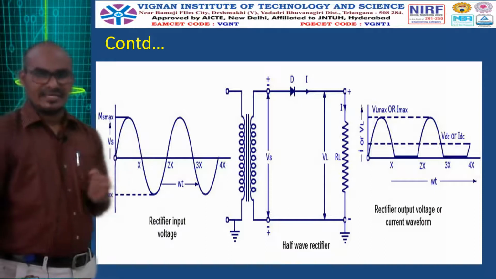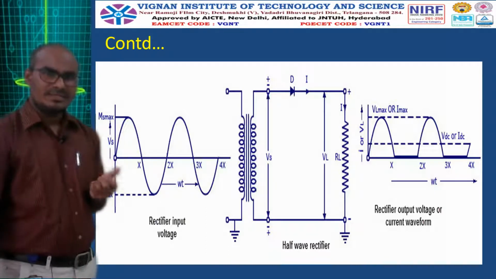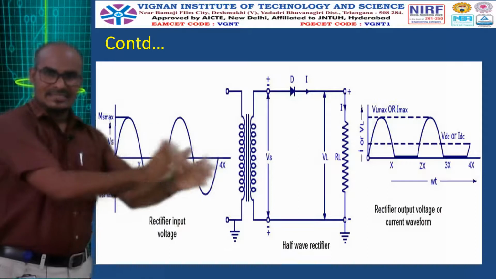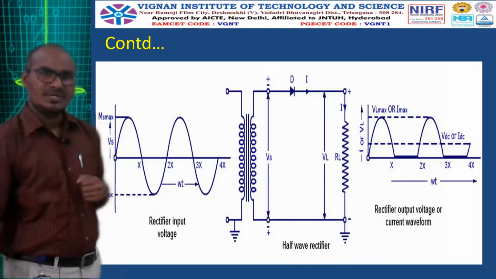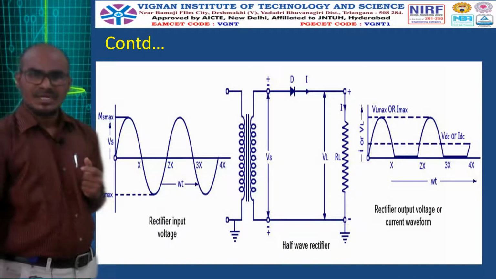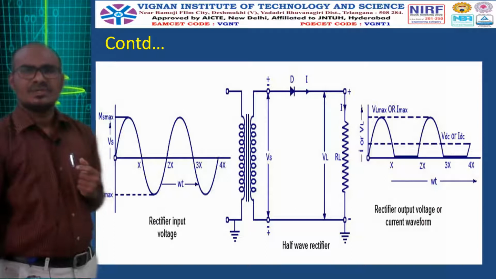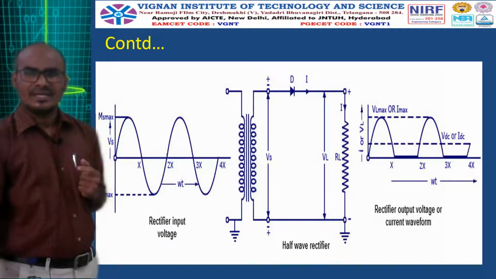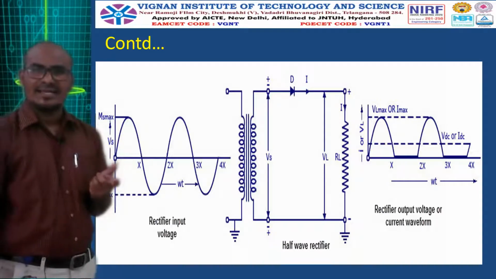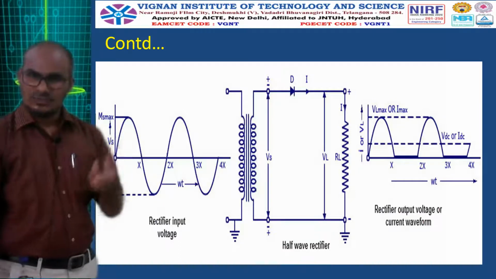Now during the first half cycle, I divide the operation into 2 half cycles, first half cycle and second half cycle. Here you can see from 0 to x is the first half cycle. During the first half cycle, 0 to x, the supply is positive. That means the positive terminal is connected to the P side, and of course the negative terminal is connected to the N side. So during the positive half cycle, the diode D will be getting forward biased. When the diode gets forward biased, it will act like an on switch. It allows the current to pass through it.